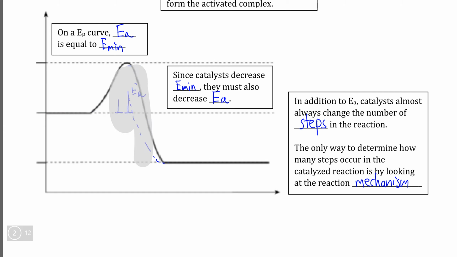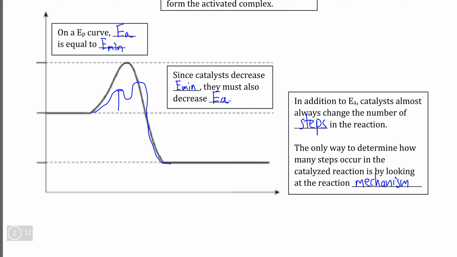So a more accurate way to rewrite this potential energy curve, let's say that the original reaction only had a single step, but maybe adding the catalyst results in this happening in 2 steps rather than 1. If there are 2 elementary processes, well, now our potential energy curve might look something like this.